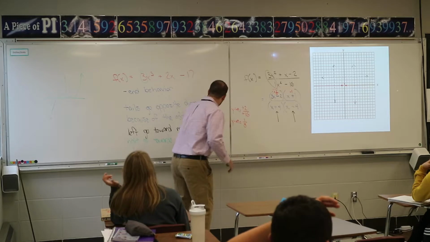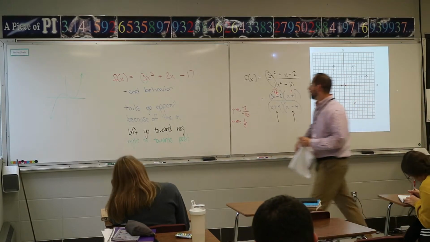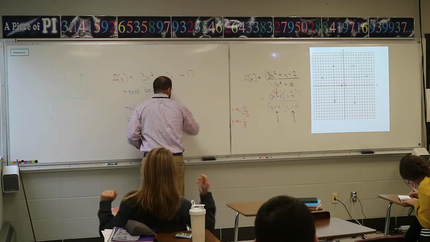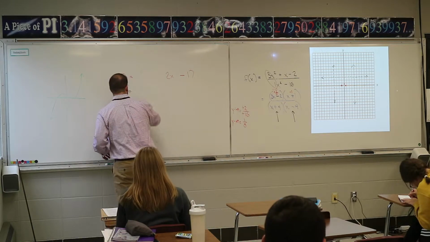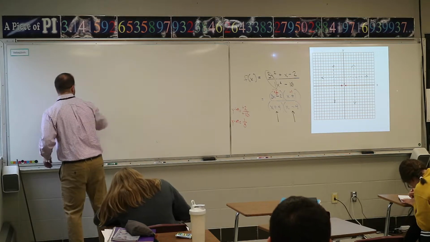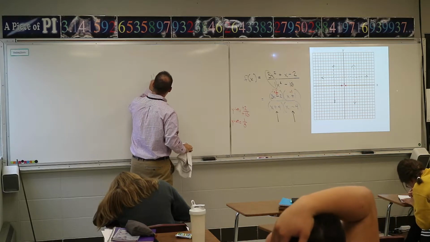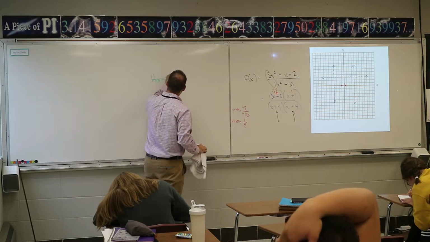We never actually did that. Wait, the rules for horizontal asymptotes? Yep, there are 3 rules. It is kind of squishy. Okay, all right, here we go. For horizontals, these are the 3 rules for horizontal asymptotes.